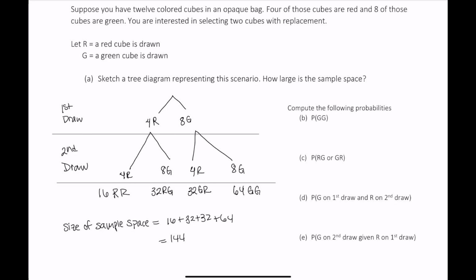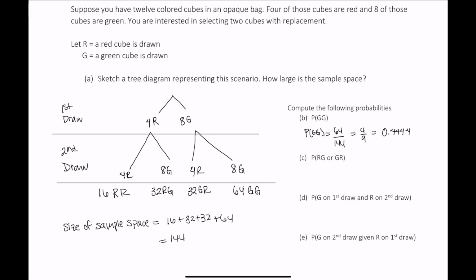All right, let's compute the following probabilities, beginning with part B. So the probability of getting 2 green cubes, that means on our first draw we get a green, and then on our second draw we get a green. There are 64 ways to do this out of a total of 144 possible outcomes. So the probability of green then green is 64 over 144, which reduces to 4/9, and as a decimal is 0.4444, with 4 repeating indefinitely.